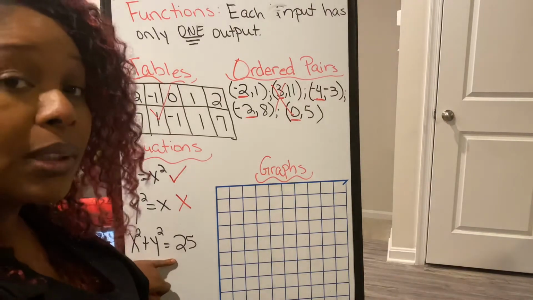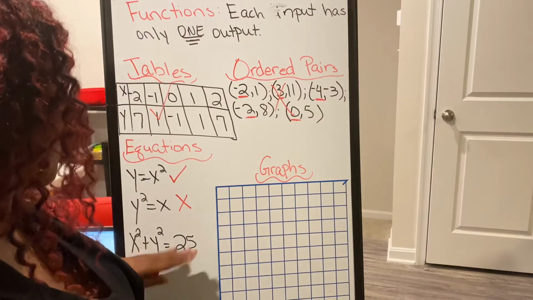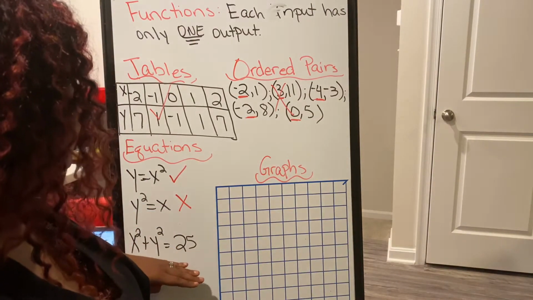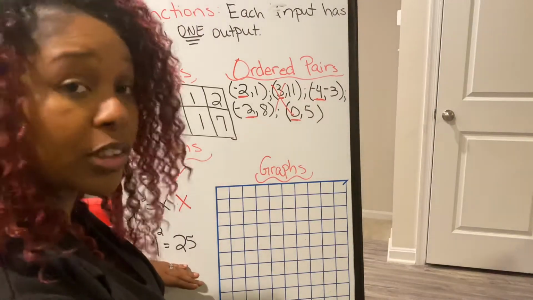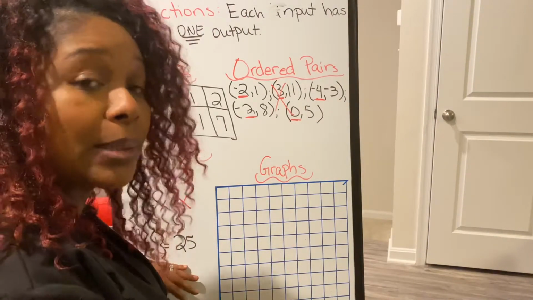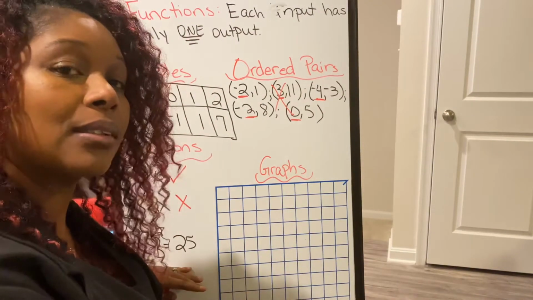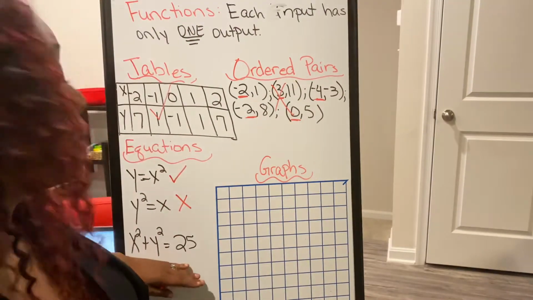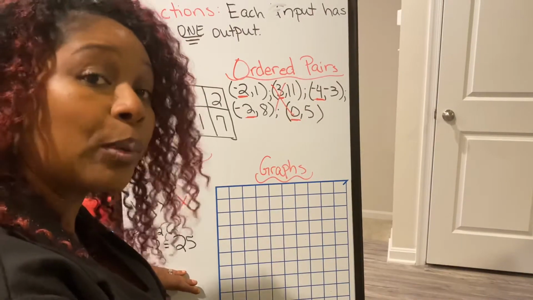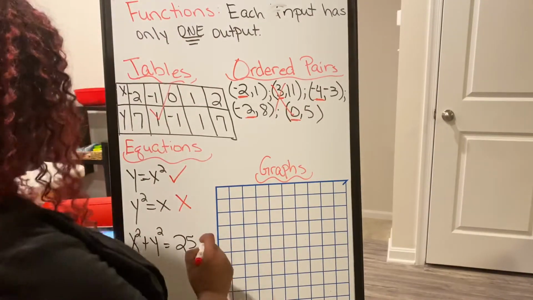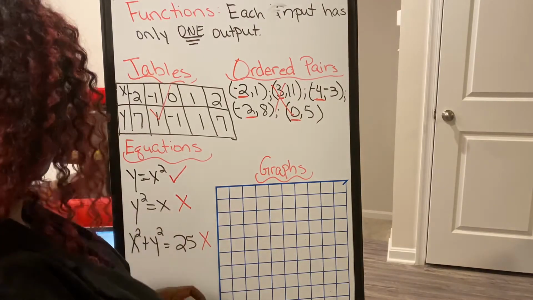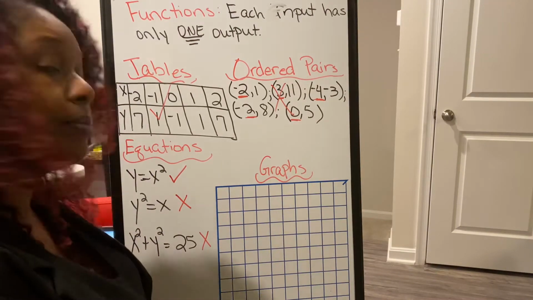Now, normally we would take this equation and we would turn it into slope-intercept form, which would be our y equals mx plus b. We don't need to do all that, okay? We're not going to do all that for this. All we're going to focus on is, does the y have an exponent? Yes, it does. Therefore, that also is not a function, okay?